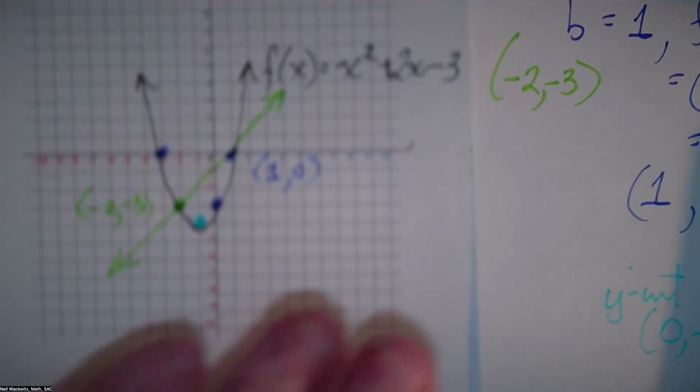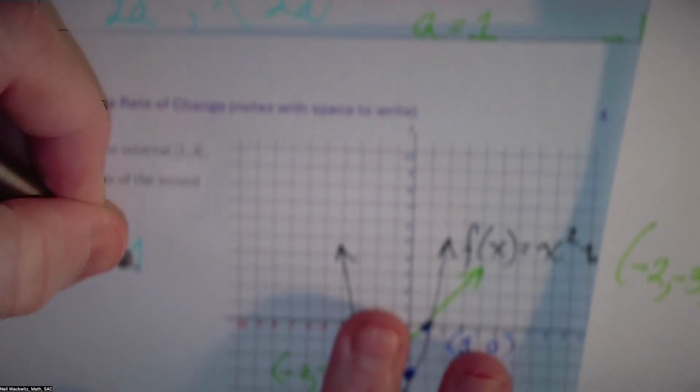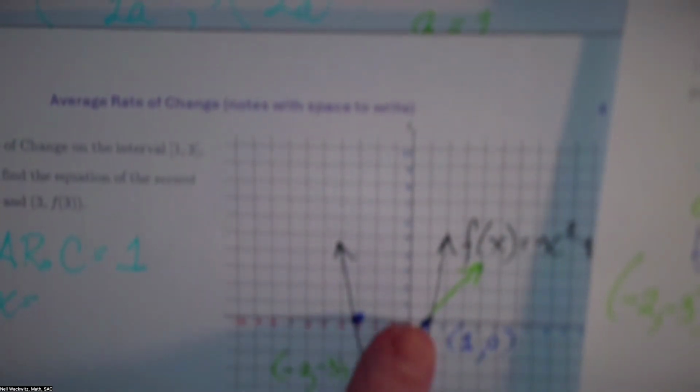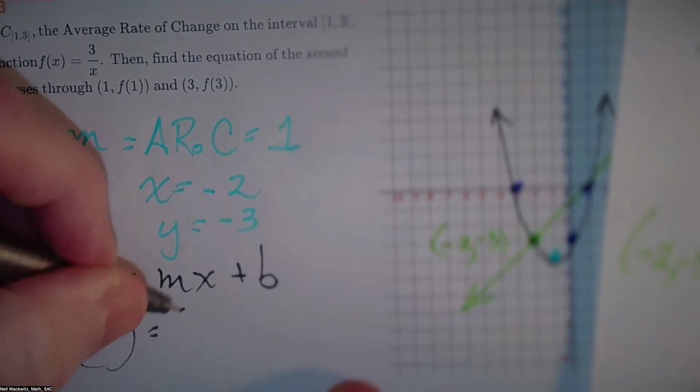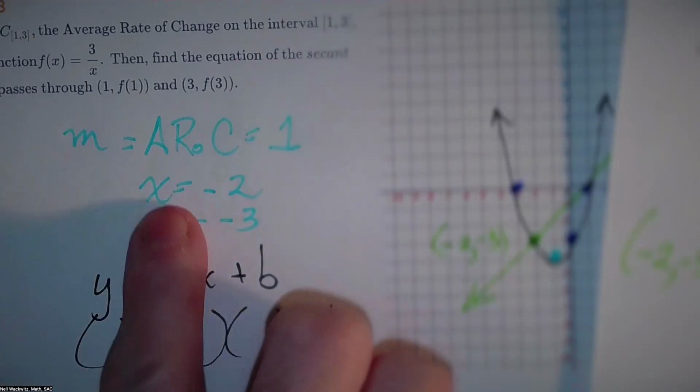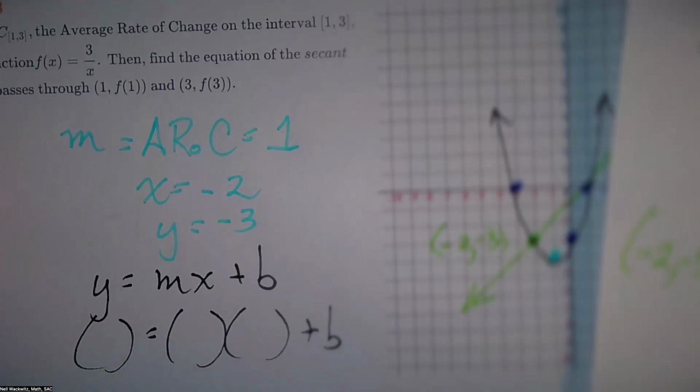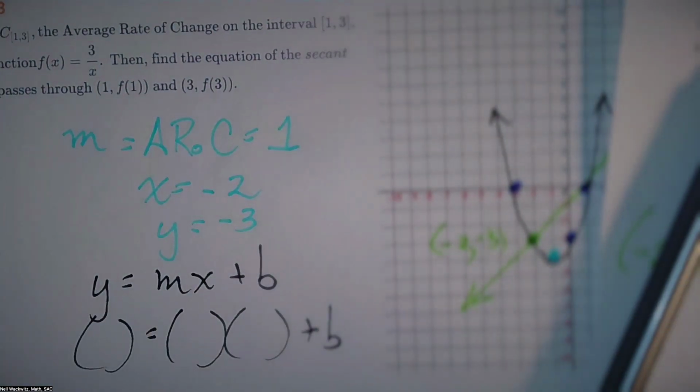And let's find its equation, because we know the slope of that line. We know that the average rate of change is +1. That's what we found before. And let's use x equals -2 and y equals -3. And I'm going to remember that average rate of change is a slope. So we have y equals mx plus b, the slope-intercept form of a line. And we're going to fill in x, y, and m and solve for b, the y-intercept.